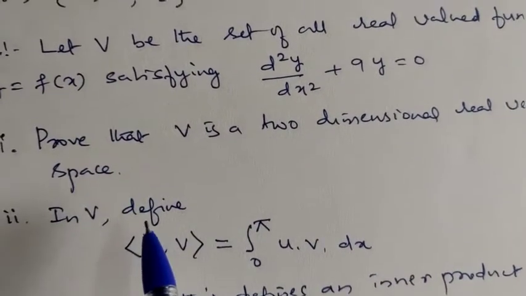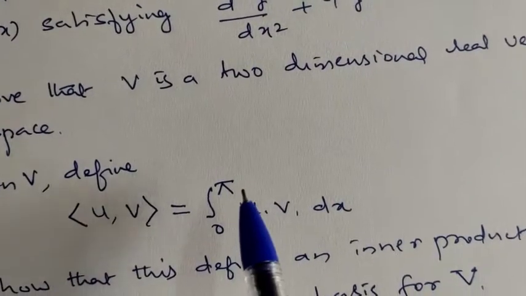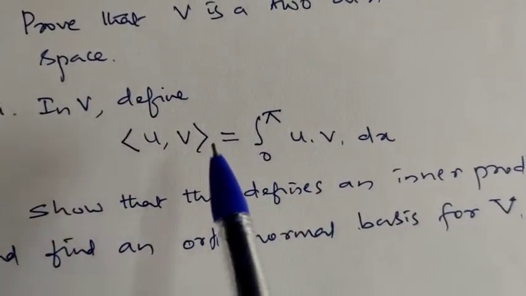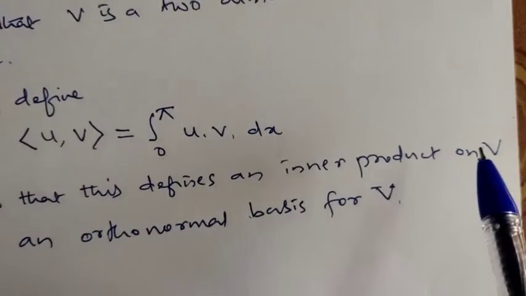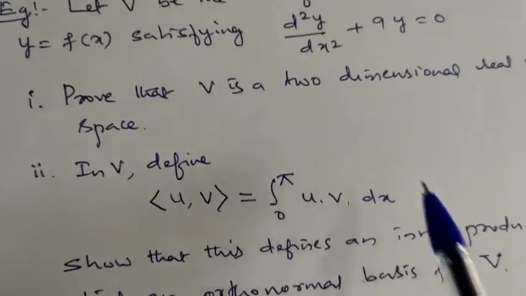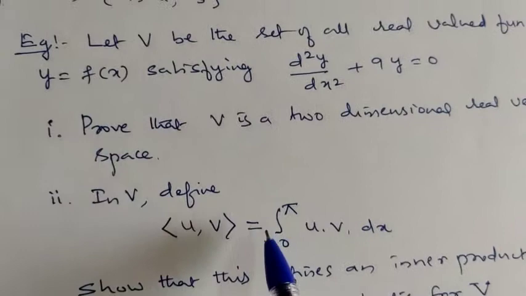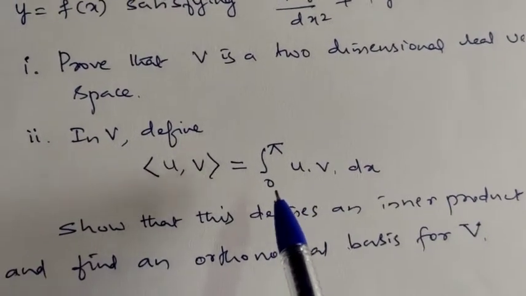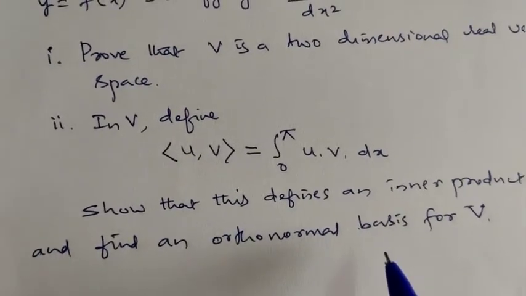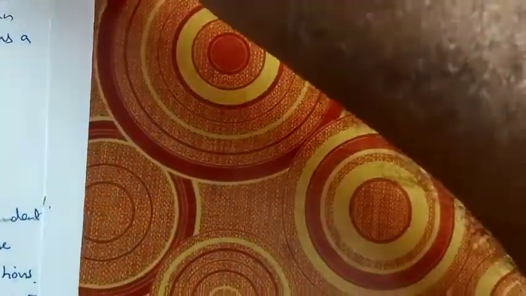And also in V, if I define the inner product as u comma v is equal to the integral from 0 to pi of u into v into dx, then we need to show that this defines an inner product on V, and we need to find an orthonormal basis for V. So we need to show, first, that this is a two-dimensional real vector space, second, that this is an inner product on V, and third, we have to find the orthonormal basis. Okay, three requirements here.